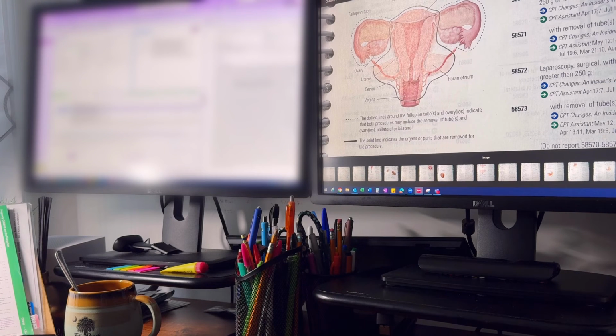If it mentions robotic assisted surgery at the top of the note, like in the header, and then it's not mentioned down in the body of the note, I will message my provider and ask them, can you confirm that this was done robotically? If so, please add this in your documentation, and then they'll go back and put it in.